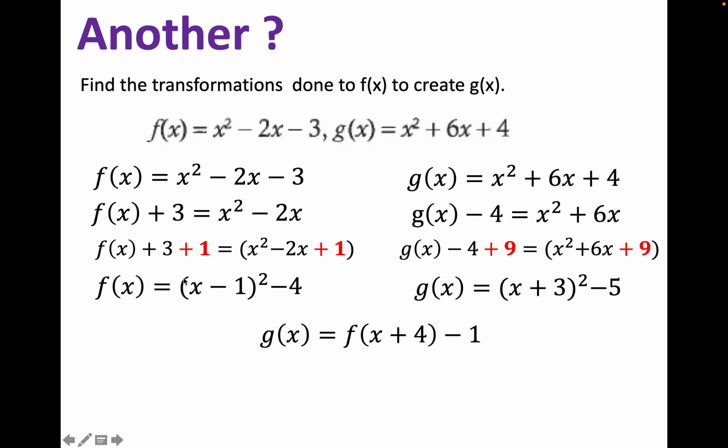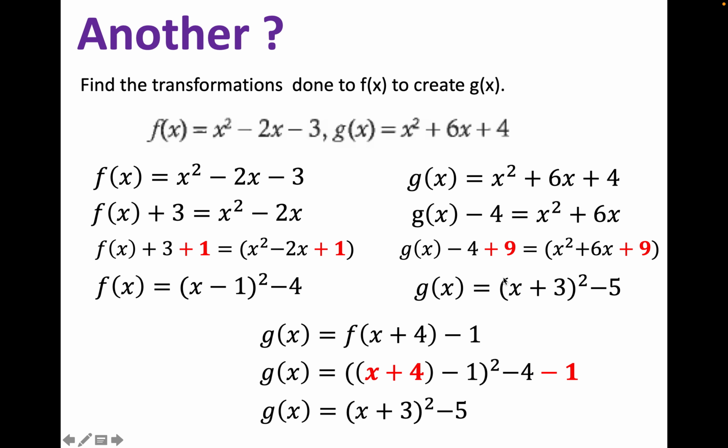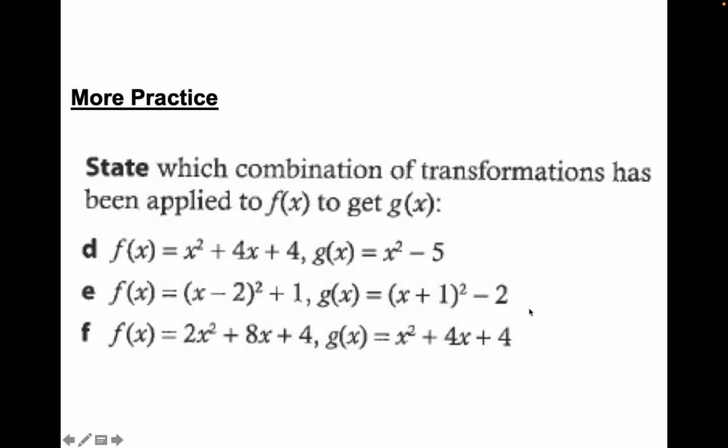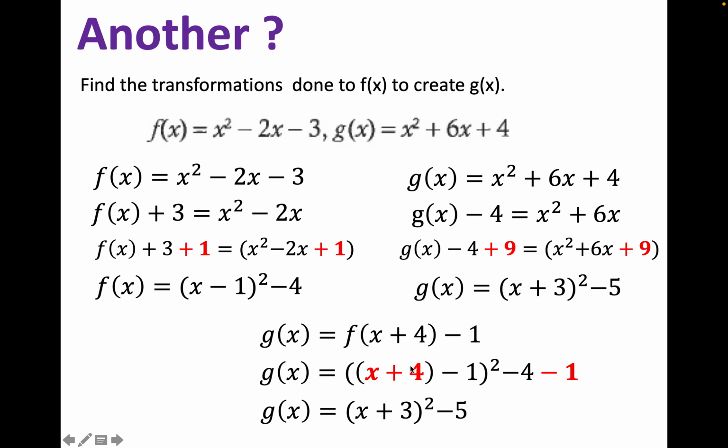Well, to create g of x, for this negative 1 to become a 3, we had to add 4. So x plus 4 is the substitution here. And for this negative 4 to become a negative 5, we have to subtract 1. So g of x, here the change is applied to f of x. So I took the f of x, I substituted x plus 4 into this x right here, and I subtracted 1 from the entire function here. And that gives us g of x to confirm. What transformations are those? Well, you can describe those. This is a horizontal translation left 4 units and vertical translation down 1 unit.